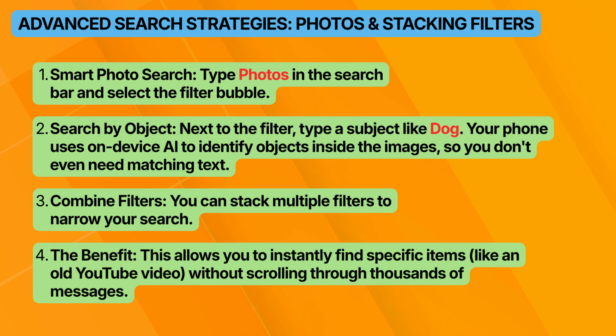We can take these filters even further. Apple Search is getting smart. You don't have to just search for words. Try typing the word photos and selecting the filter. Then type dog. Your iPhone uses on-device AI to look through the images in your text messages to find pictures of dogs. You don't even need text for this to work. You can also combine filters. You can do messages with John plus links. This is the fastest way to find that YouTube video he sent you 3 weeks ago without scrolling up through a million memes.